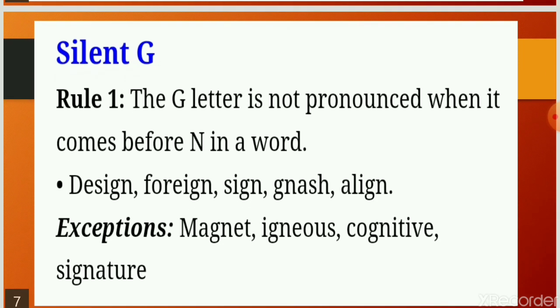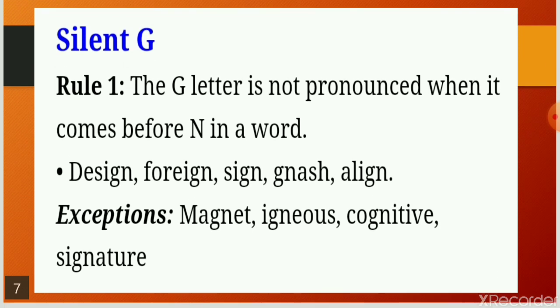Now we're going to move to the silent G. The letter G is not pronounced when it comes before N in a word. There is a combination of G and N, with G first and N last, but in that combination we cannot pronounce G. We have to make that letter G silent. See some examples: design, foreign, sign, gnash, align.